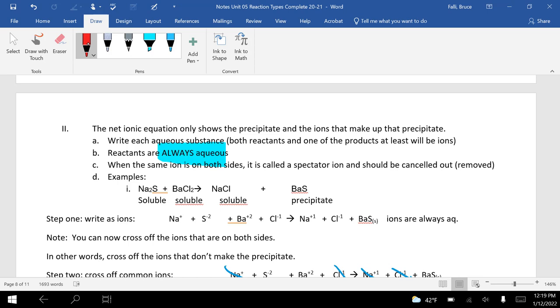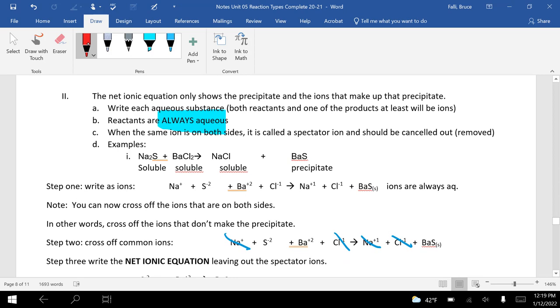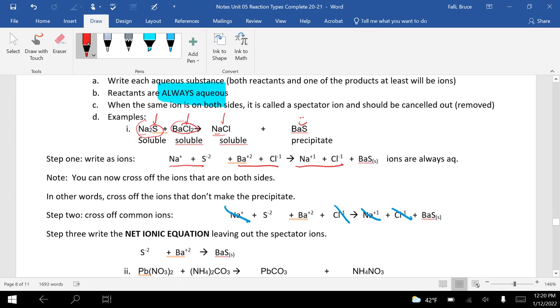Okay. So if I have Na2S, soluble, group 1, and BaCl2, soluble, most chlorides are soluble, group 1, and this is my precipitate, okay? I'm going to write it as ions. Na2S written as ions, boom. BaCl2 written as ions, boom. NaCl written as ions, boom. Precipitate stays together, okay?